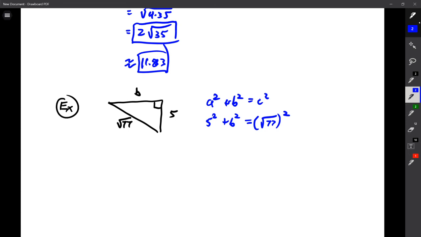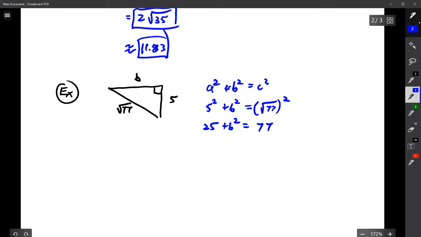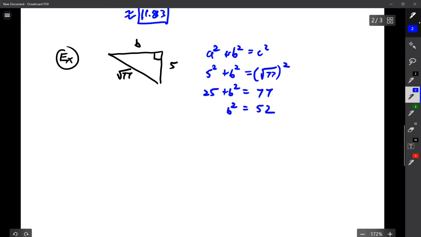Okay? All right. Well, 5 squared is 25 plus b squared equals, now again, squaring something that is in a square root, the squaring and square root basically cancel each other out and it frees whatever was trapped inside. So that leaves us with 77. So subtract 25 from both sides and you get b squared equals 52. And we take the square root of both sides, we get b equals the square root of 52.